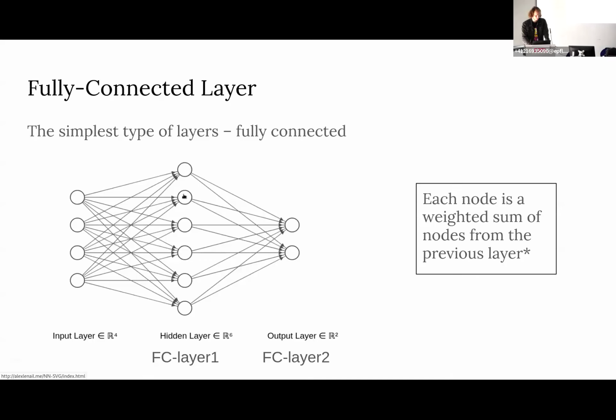Then for the second element, we do exactly the same thing, but we may use different weights. And then we have this one also with different weights, etc. So the result of one fully connected layer is a weighted sum of all elements from the previous layer.